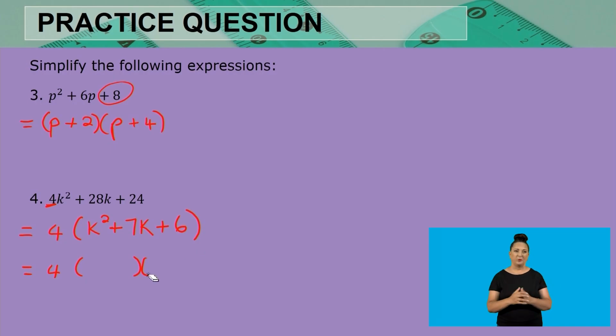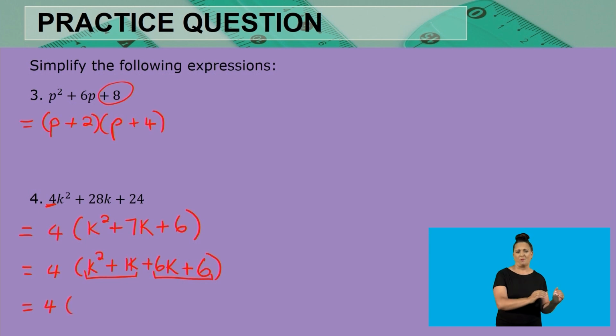We can use the other method of actually now expanding that middle term. So we have k squared, and when I expand that 7k, that is going to be a positive 1k with a positive 6k, and we have that 6 there. So we are going to group these terms into two groups, and in each of the groups we are going to take out a common factor.